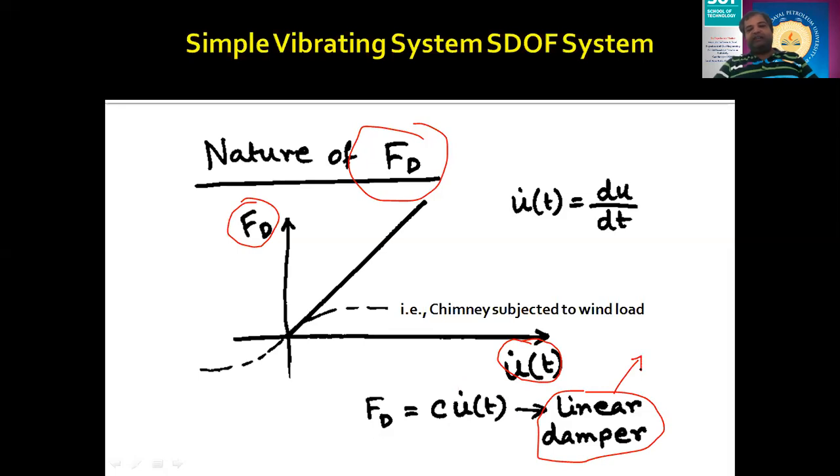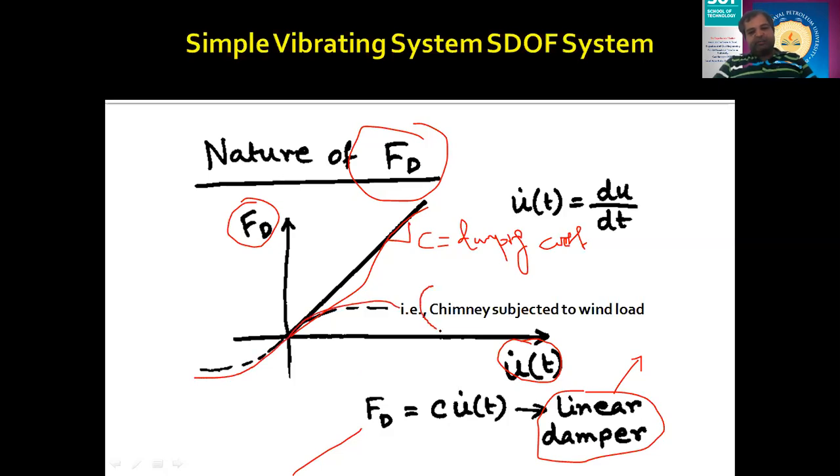This equation is only valid in the case of a linear vibrating system. So if you draw a curve between FD and u dot of t, you will again find a straight line, and the slope of this will give you the value of the damping coefficient, right? So this is the damping coefficient that you will get. Now, if it does not remain linear, in this case, you may see curvilinear phenomena.